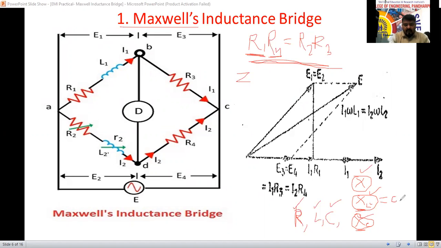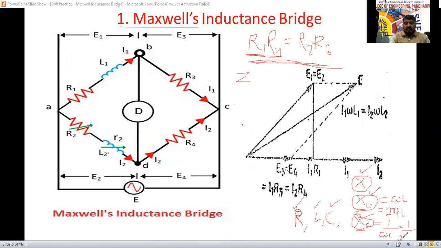XL equal to omega L. Omega is the angular velocity, and the formula for omega is 2 pi f. So XL equal to omega L is called inductive reactance. But for capacitive reactance, XC equal to 1 by omega C, which equals 1 by 2 pi f C. That one we can also write here.